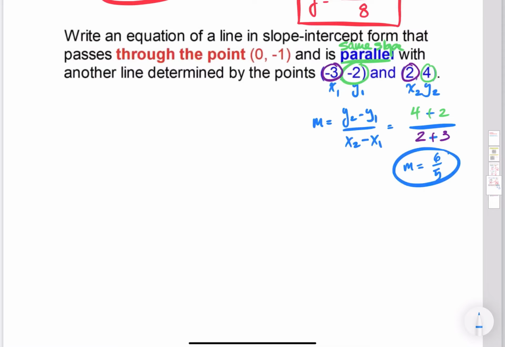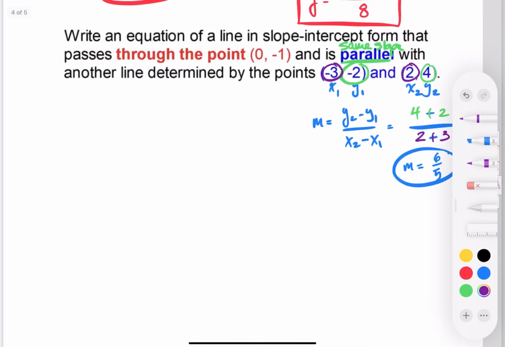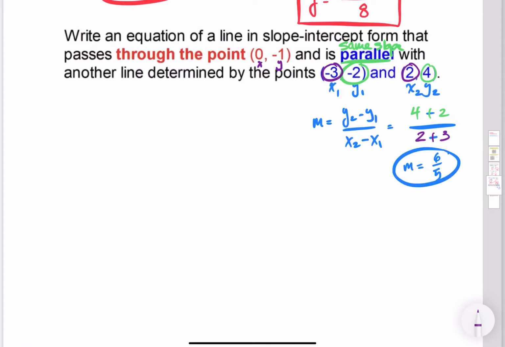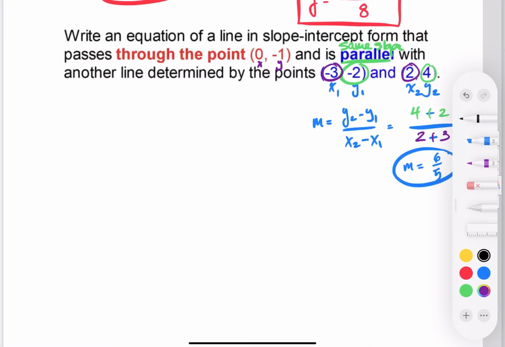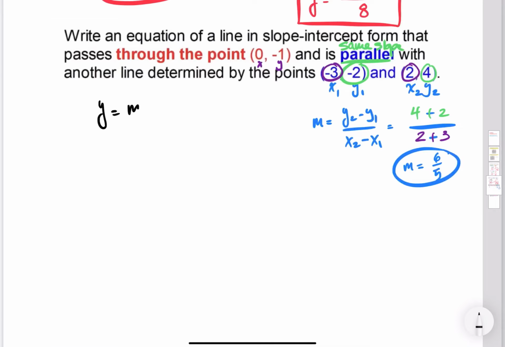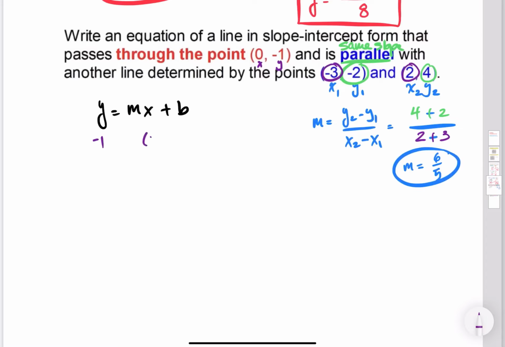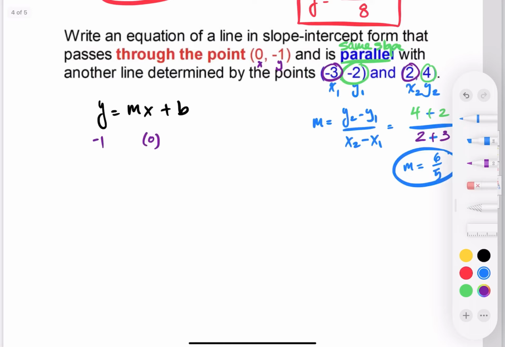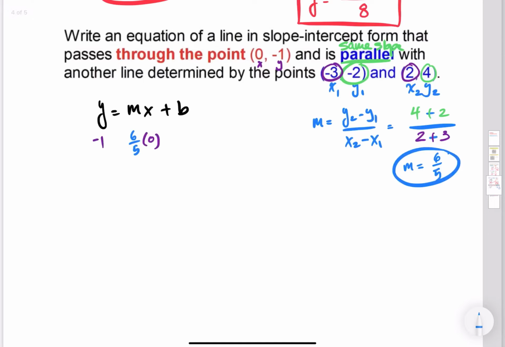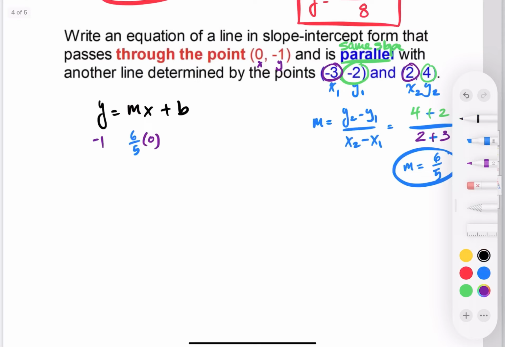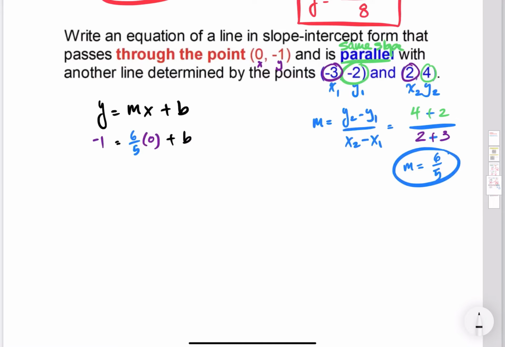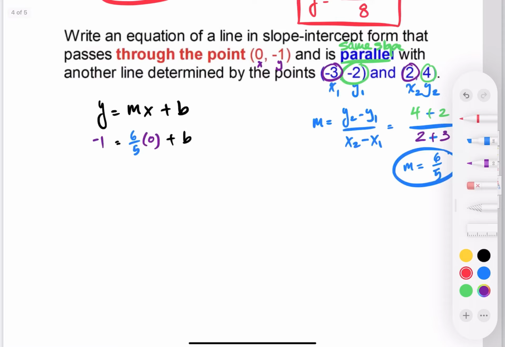So now that I have my slope, I'm going to use this information and figure out, well, what is the equation of my second line that goes through the point 0, -1. So 0 is my x value, -1 is my y value. And once again, I'm just going to substitute that information into my slope-intercept form. Y is equal to mx plus b. So I know that my y value is -1, my x value is 0, and my slope is 6/5. Now, this is nice because that x is equal to 0. And anything times 0 is just 0, so that means b has to equal -1.